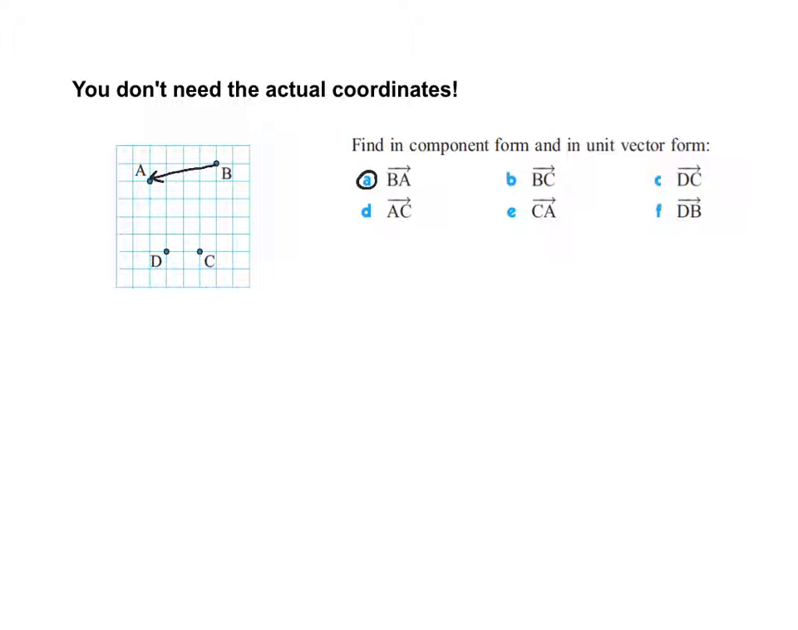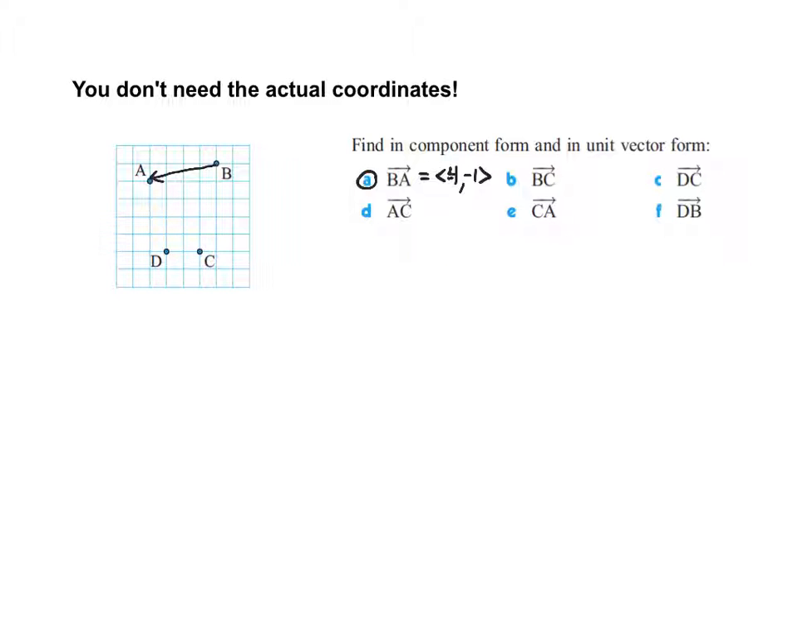So if I'm writing this as 4 units to the left and 1 unit down, what would my horizontal component be if I'm going 4 units to the left? Yeah, -4. And if I'm going 1 down, what's my vertical component? -1. Sorry, I didn't write that. So -4, -1.